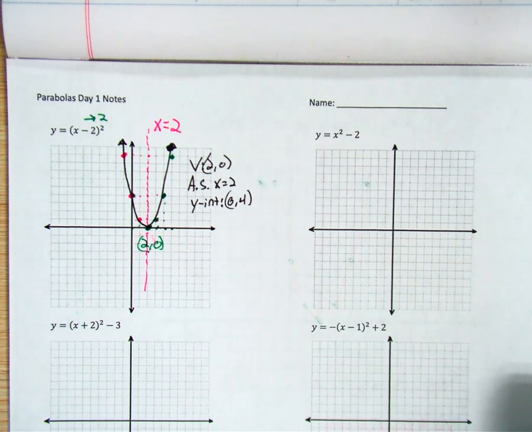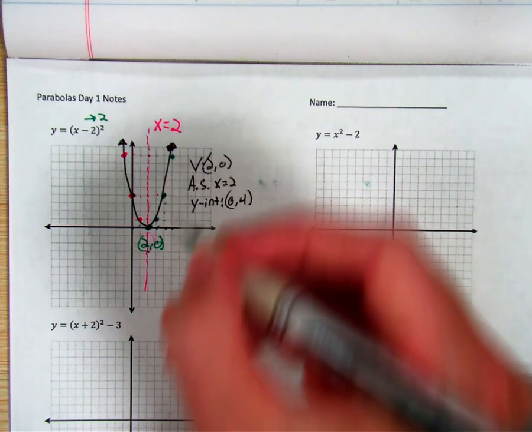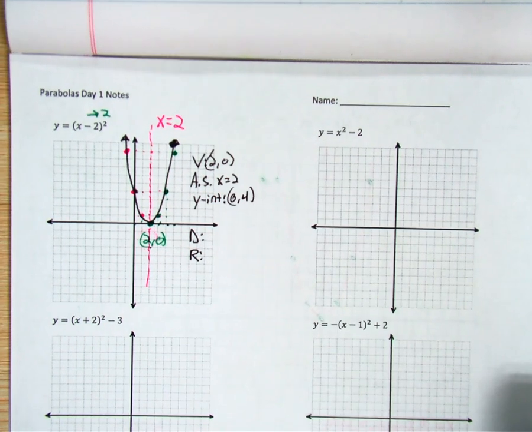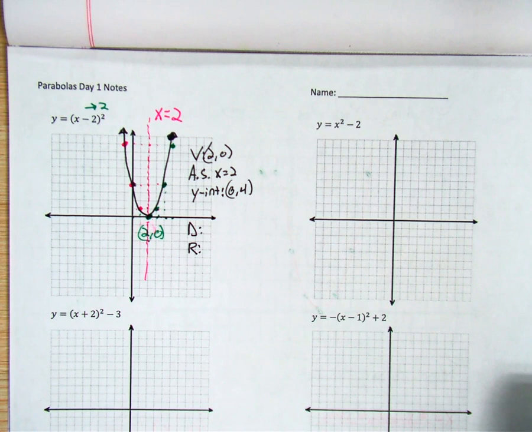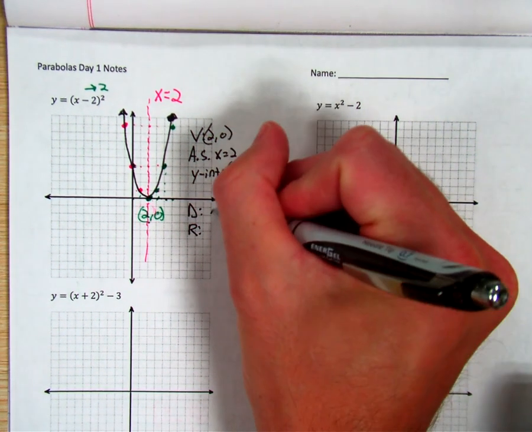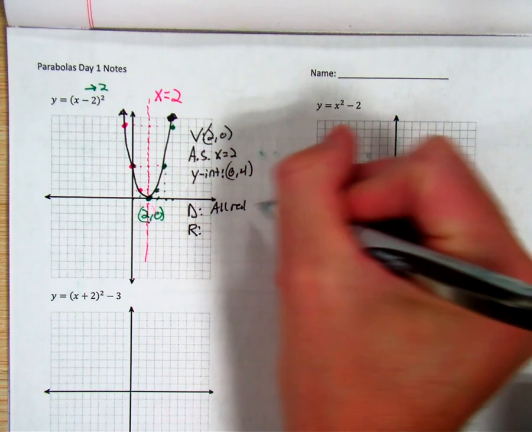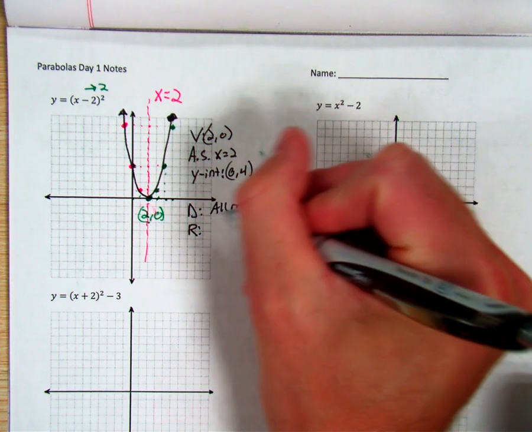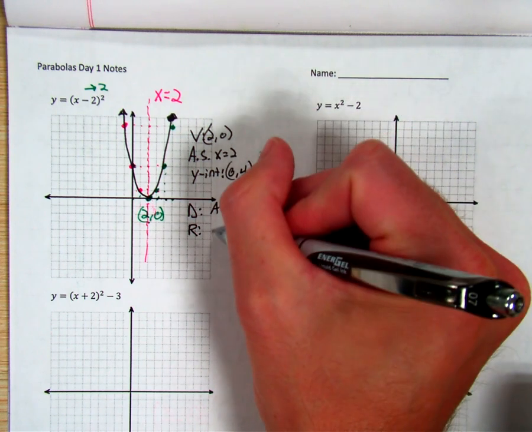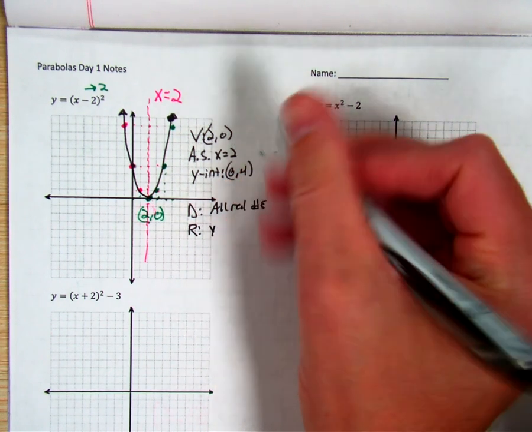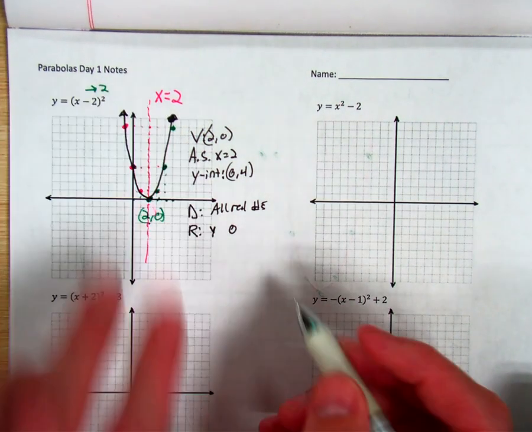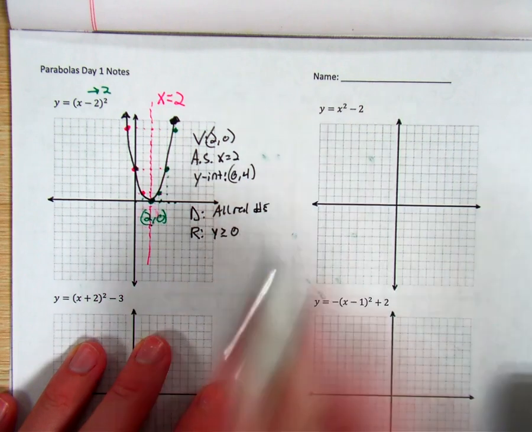And guess what else makes a return for parabolas? Your best friends, domain and range. I know those aren't our favorite things, but these should be pretty easy. Because just like absolute value, domain is all real numbers, and range is going to be directly related to your y-coordinate from your vertex. We got y with a 0, and our parabola is going up, so it's greater than or equal to 0.